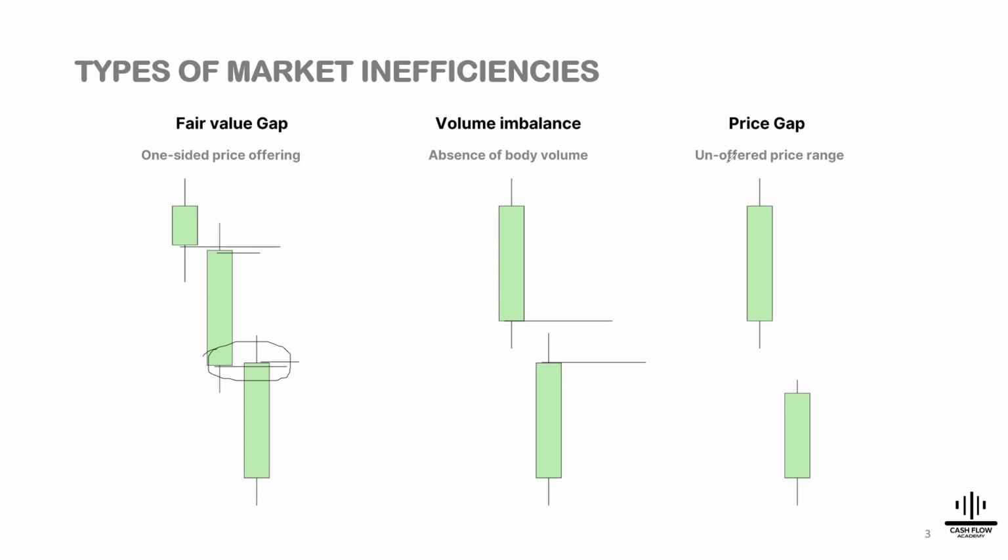Now let's look at the price gap. A price gap is when there's an unoffered price range. From this low to this high, you can see that there is nothing in between. So this is a gap, purely a gap. So we have the fair value gap, the volume imbalance, and the price gap.